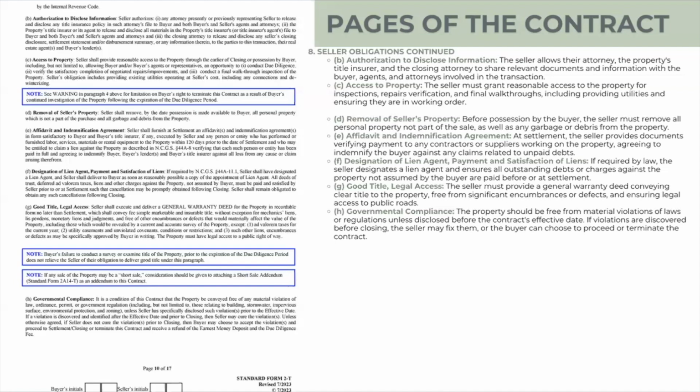Government compliance. The property should be free from material violations of laws or regulations unless disclosed before the contract's effective date. If violations are discovered before closing, the seller may fix them, or the buyer can choose to proceed or terminate the contract.